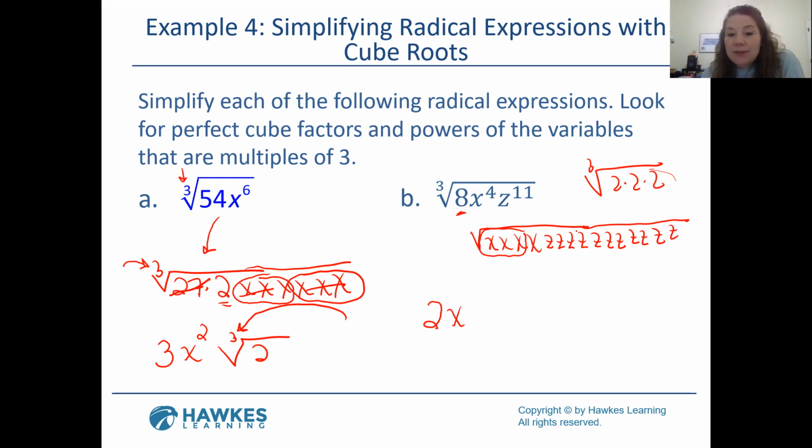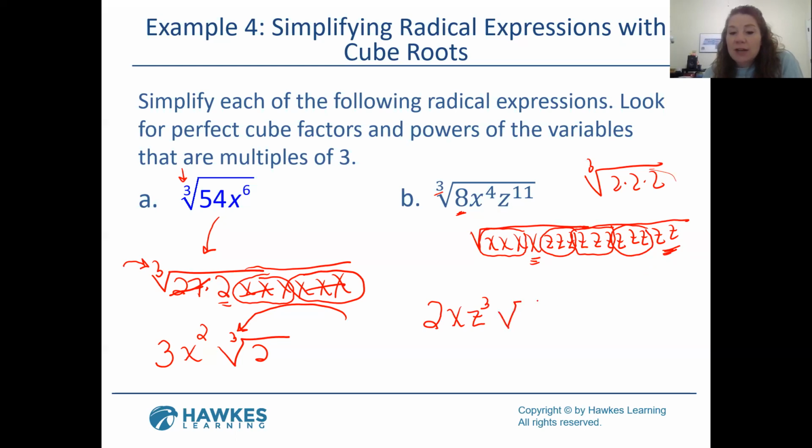And then how many groups of z's? 1, 2, 3 groups of z's. So z to the third. So 3 times 3, that represents 9 z's, right? And there's 2 left over. There's 1 x left over and 2 z's.